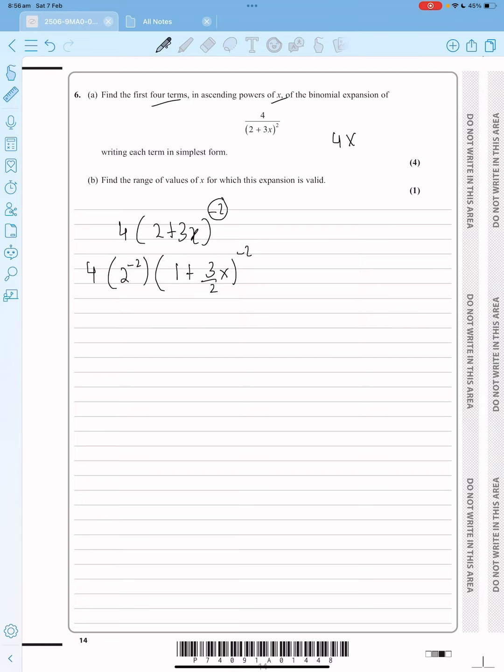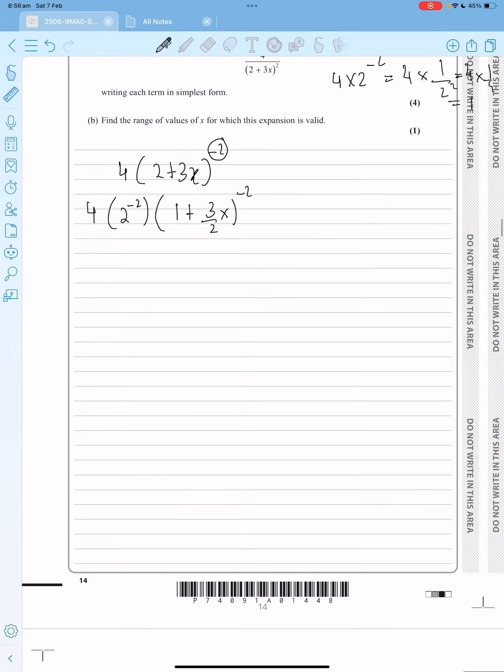Now just quickly notice that 4 times 2 to the power minus 2 is just 4 times 1 over 2 squared, which is just 4 times 1 over 4, which would essentially just be 1. So this section over here is just 1. So therefore, you just need to focus on the expansion of 1 plus 3 over 2 x to the power of minus 2. Nice. Okay, let's keep on persisting now.